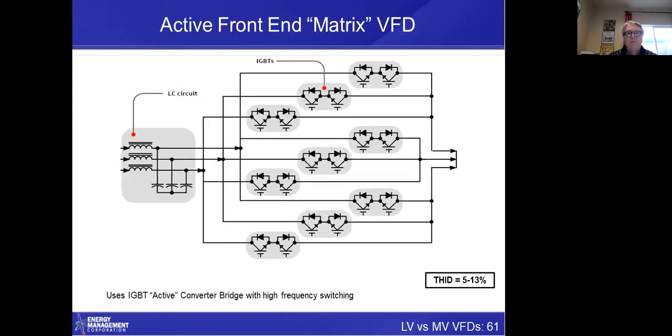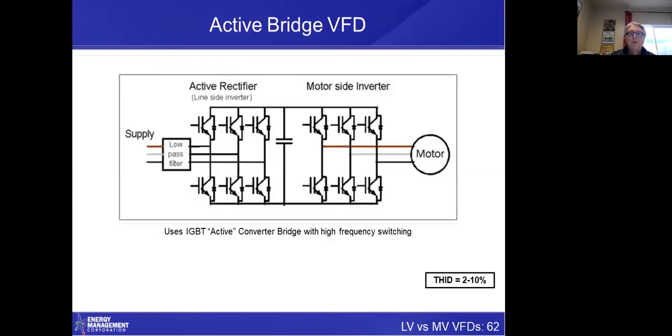This is an active front end. One manufacturer is producing this. They're claiming it's under 5%, but it can only go up to 88% voltage. Anytime you go over 88% voltage, then you cannot be in low harmonic mode, and you'll typically be up around 12 or 13%.